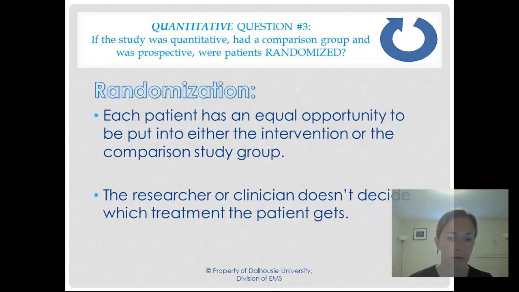The key benefit to randomization is neither the researcher nor the clinician, such as the paramedic treating the patient with return of spontaneous circulation, gets to decide which patient goes into which group. This minimizes the risk of bias, and this is why randomization is very important for increasing the rigor of prospective studies that have a comparison group.